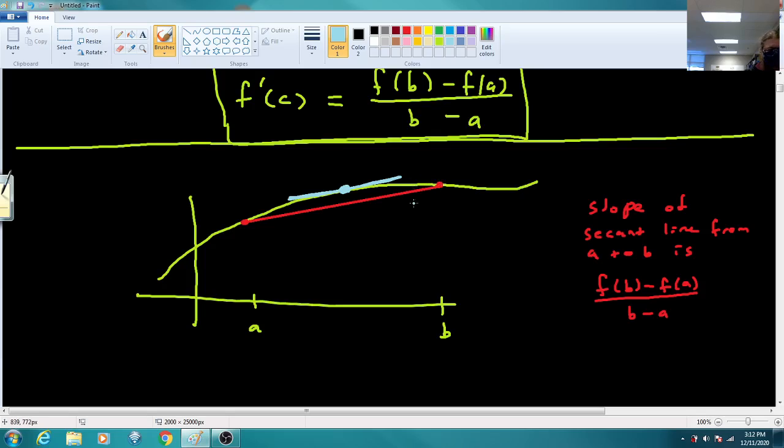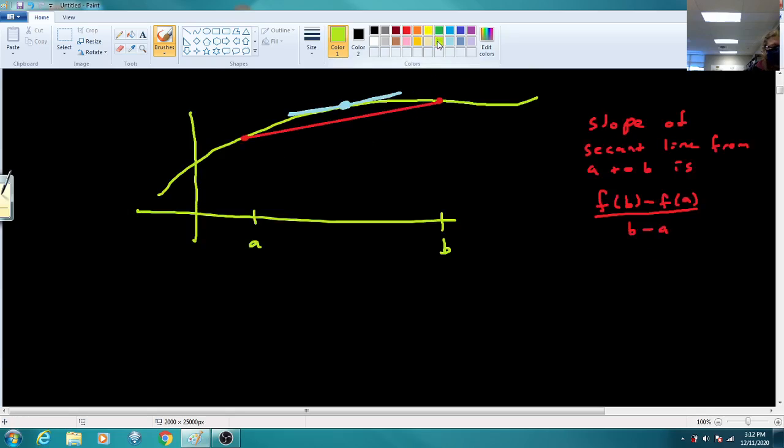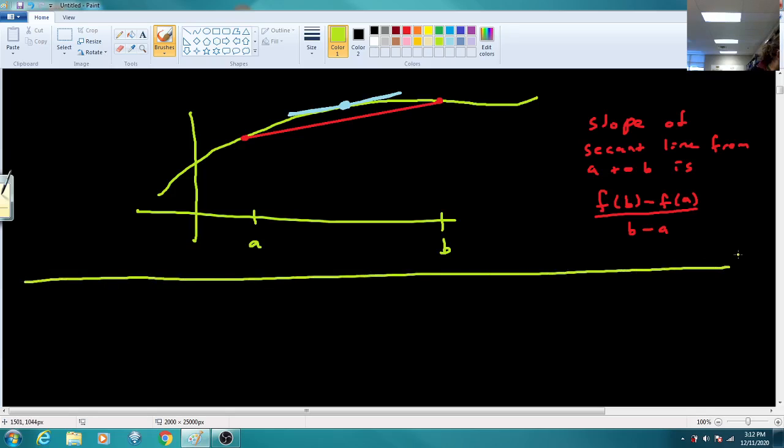As long as the function's continuous and differentiable over the interval, then you're guaranteed that there's at least one point whose tangent line is parallel to the secant line from A to B. It's another way we could say it. So let's do a problem with it, and then let's see a couple other things from it.